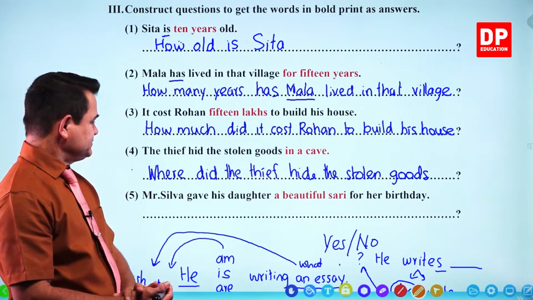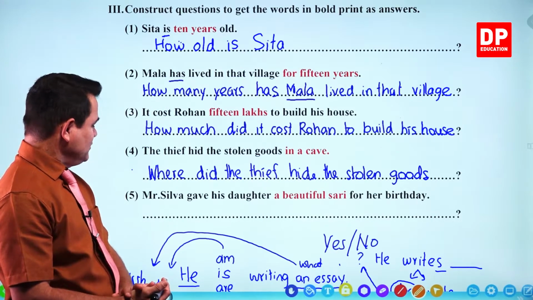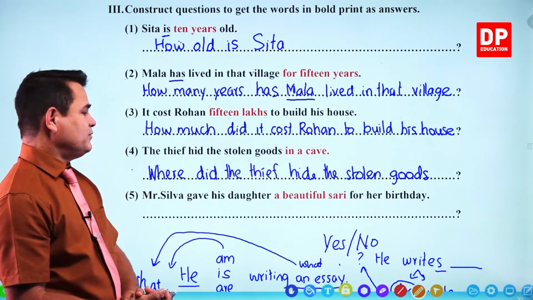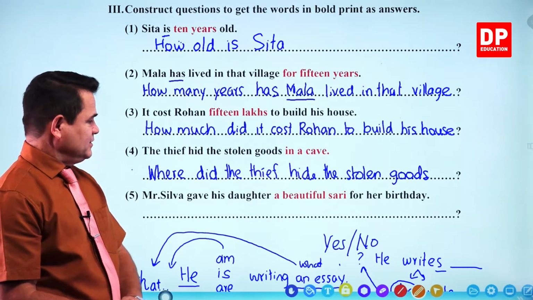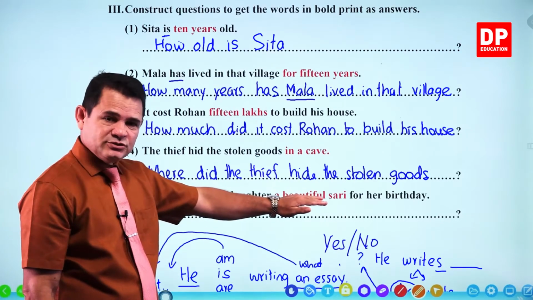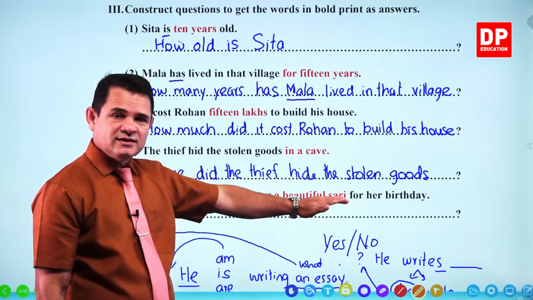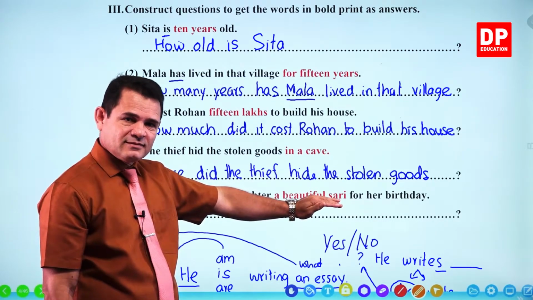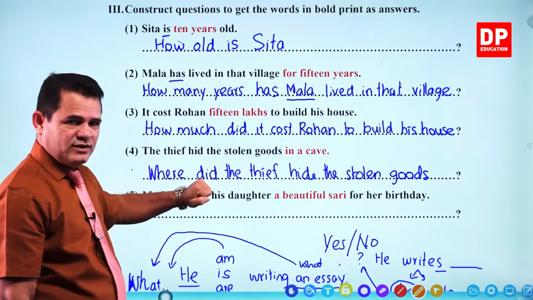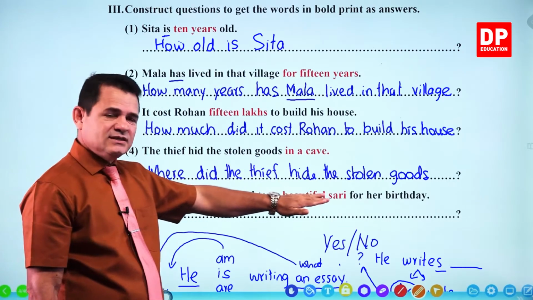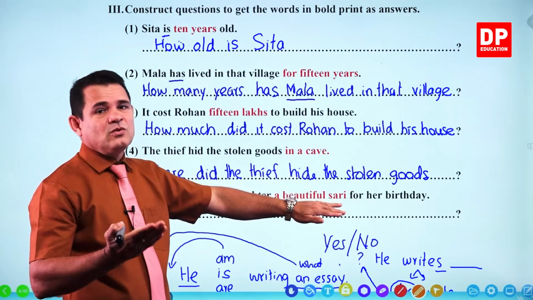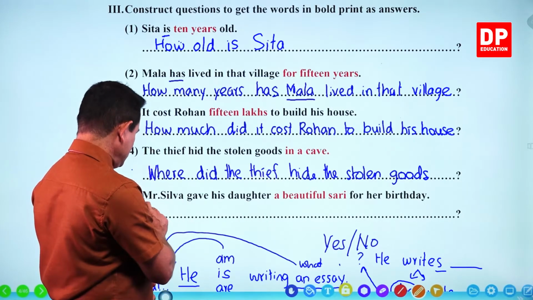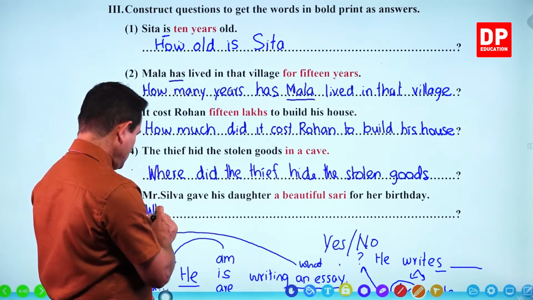Next one. Mr. Silva gave his daughter a beautiful sari for her birthday. So then, answer should be a beautiful sari. Then what should be the question word? This is a thing. What? A beautiful sari. Then you know the WH word is, you can easily say, what?